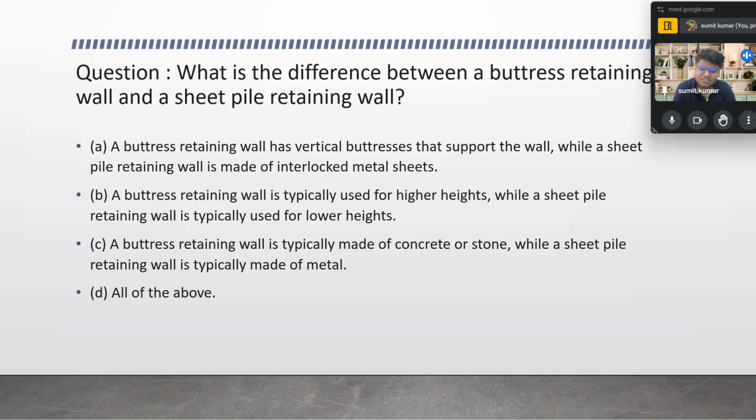A buttress retaining wall is typically used for higher heights, while the sheet pile retaining wall is typically used for lower heights. A buttress retaining wall is typically made of concrete or stone, while the sheet pile retaining wall is typically made up of metal. So option D is going to be our correct answer, because all the options mentioned here state the correct answer for our problem.